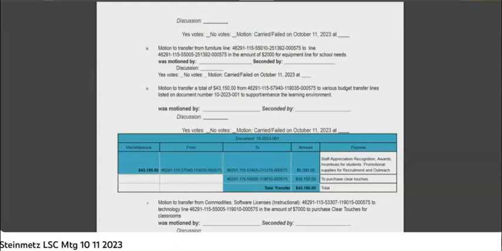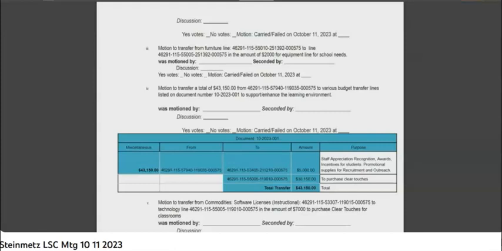Dr. Burgess. Motion to transfer a total 43,150 from 4629115579401190350000575 to various budget transfer lines listed on document number 1023001 to support and enhance the learning environment, specifically to purchase clear touches and to make sure that we still have enough for staff appreciation, recognition, awards assembly, incentives for students, and promotional supplies for recruitment and outreach. Thank you. Open for discussion.